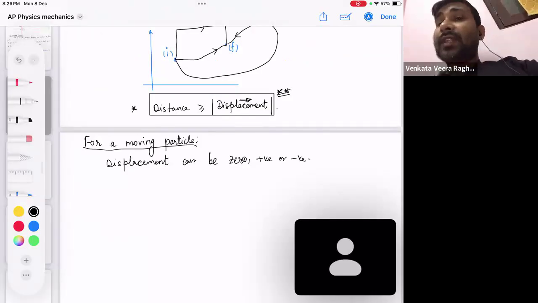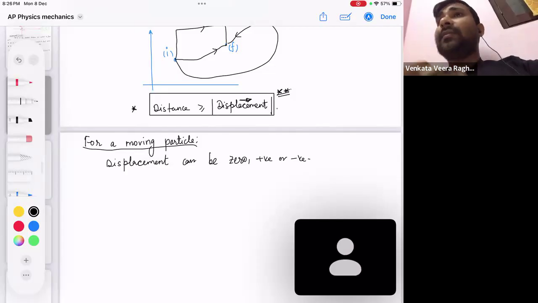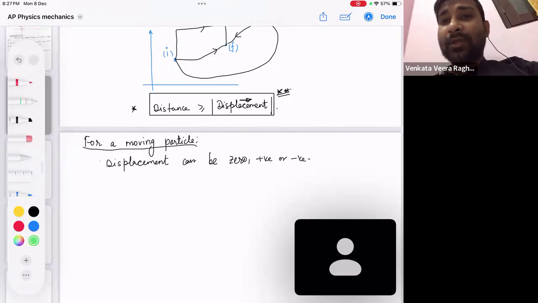Is that clear or not? So even though the particle is moving, even though it has moved for some distance and traveled for some time, it is still possible that its displacement is zero if it comes back to the same point. It may be positive if it travels in the positive direction of the x-axis, y-axis or z-axis, or it may be negative also. If the final point is on the other side of the positive axis, then the displacement will be negative, isn't it? But now tell me about the distance.